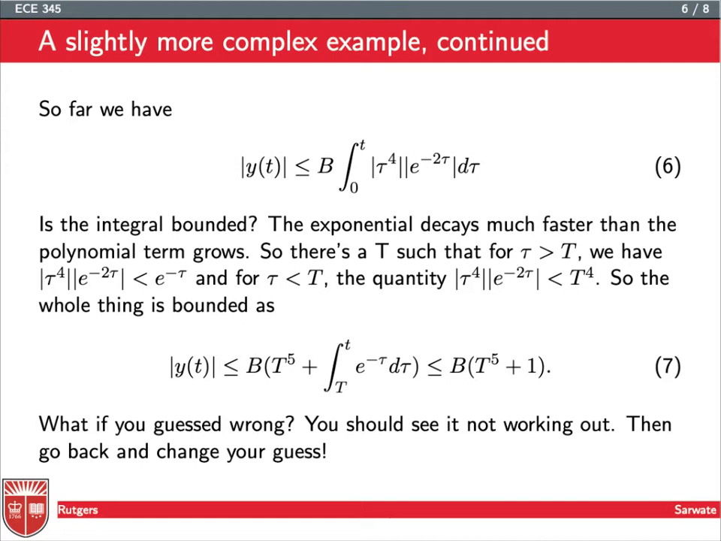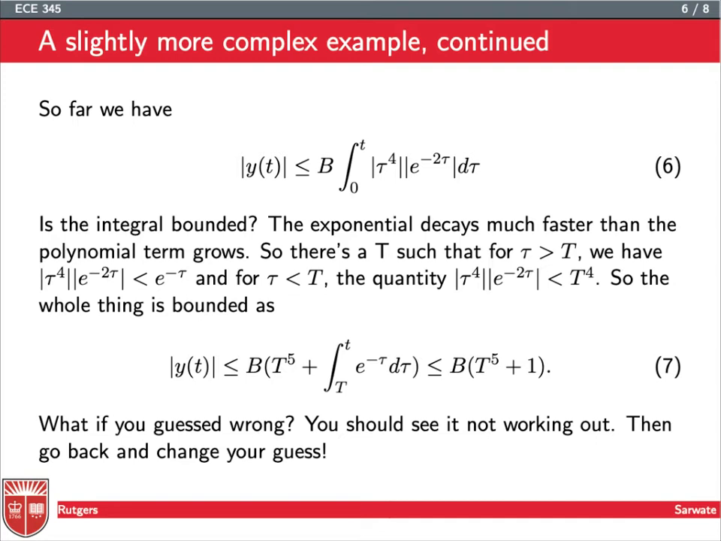Well, now we're left with y of t is upper bounded by b times the integral of the magnitude of t to the tau to the fourth plus e to the minus 2 tau d tau. So what happens to this? The thing to look at is that the exponential decay is much faster than the polynomial term. So this exponential is going to kill this tau to the fourth as time goes to infinity.